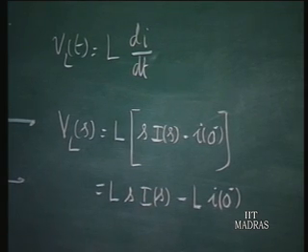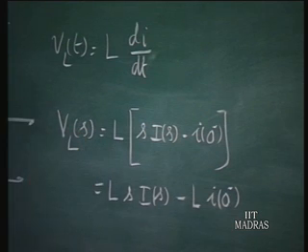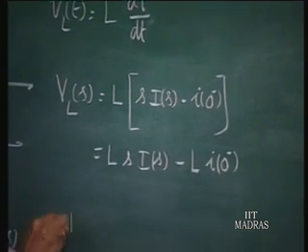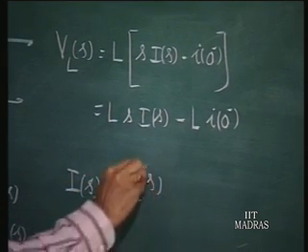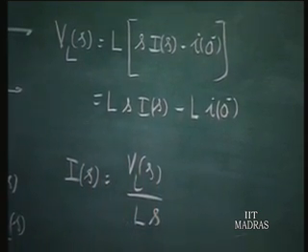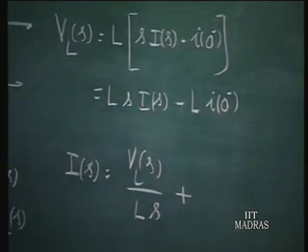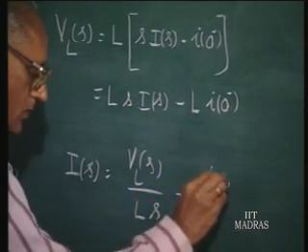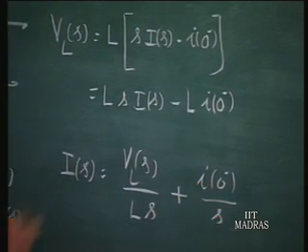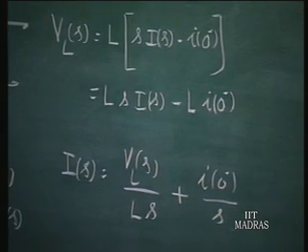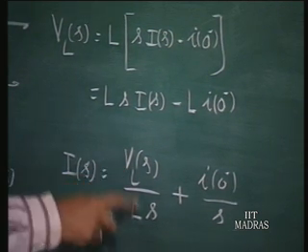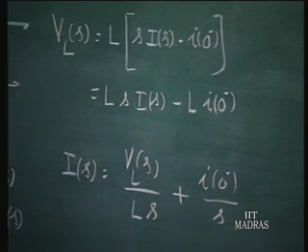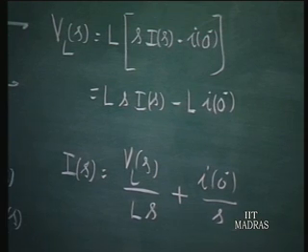We can invert this expression and find out I(s) in terms of VL(s) as well. So if you do that, then I(s) can be written as VL(s) divided by L s plus, because you are going to transfer this to the other side, you get i(0-) over s. So that gives you an alternative expression relating the terminal current and terminal voltage in the Laplace transform domain. I(s) is VL(s) over L s plus i(0-) over s. So both these equations now are the terminal equations of an inductor in the transform domain.